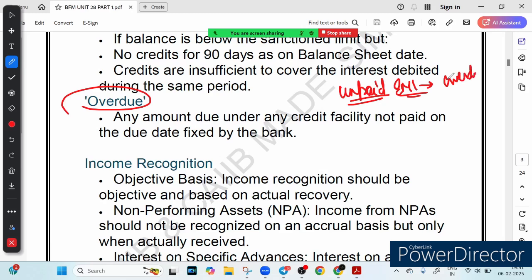Is it clear? Right. Or suppose a company takes a business loan and fails to pay an installment on time, so it is called overdue. It's quite simple, right? So this is what we learned regarding the meaning of overdue, and we have also learned out of order, these two terms, right? So now let's talk about income recognition.